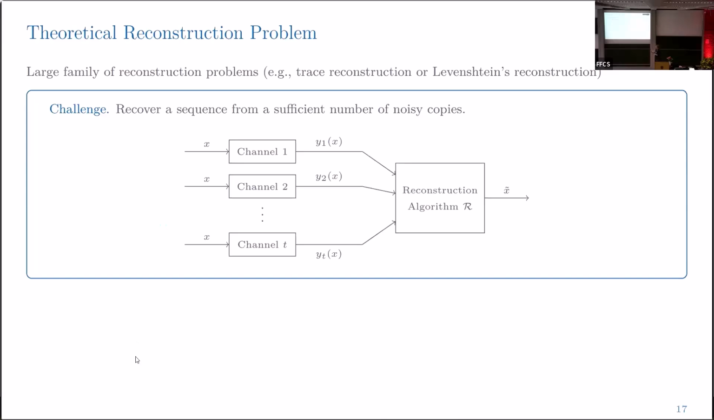Let's say you have one input, which you send through a channel several times, and you get T different outputs. And the question is, how can you recover X from all these outputs? As with the deletion channel before, we have many outputs, they are all different, and we want to say from which sequence they come. And also we want to know what is the sufficient number, like how many of these channels do I need to reconstruct this sequence?